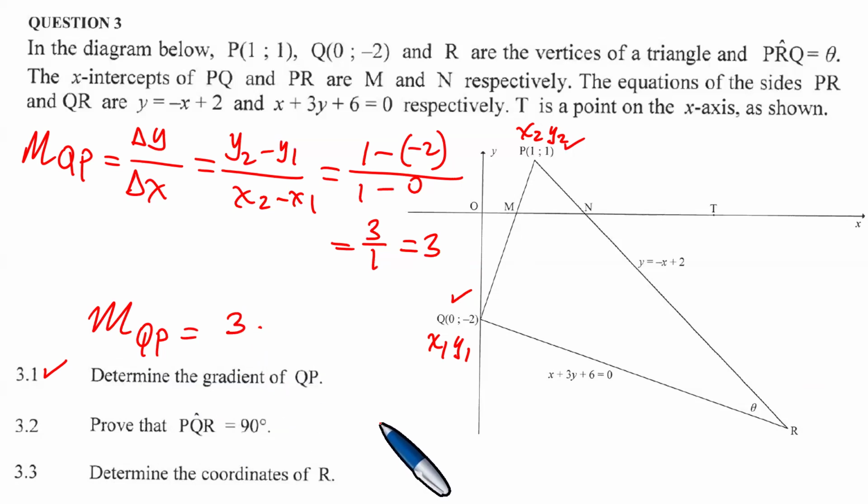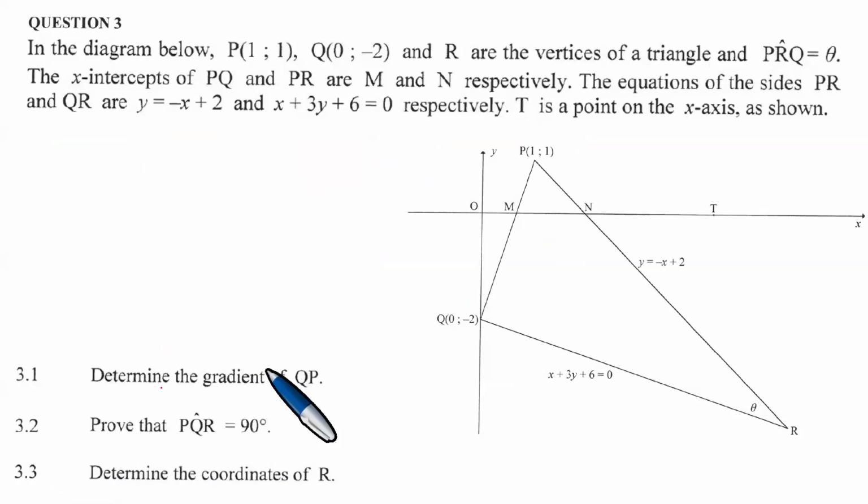And we have therefore found the gradient there. Okay, the gradient equals exactly 3. Now, we want to prove that the angle PQR equals 90 degrees. The angle PQR is 90 degrees. So we want to show that this angle here in 3.2, PQR, equals 90 degrees. How do we show that that angle equals 90 degrees?